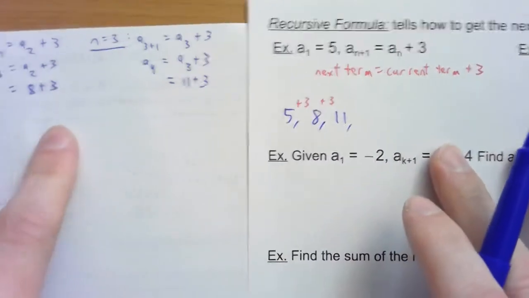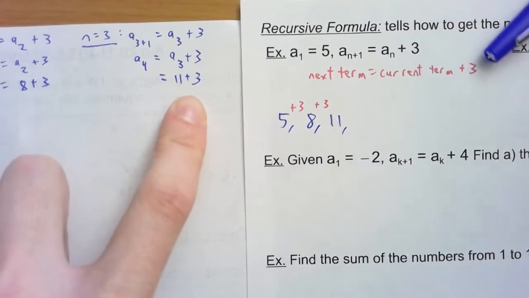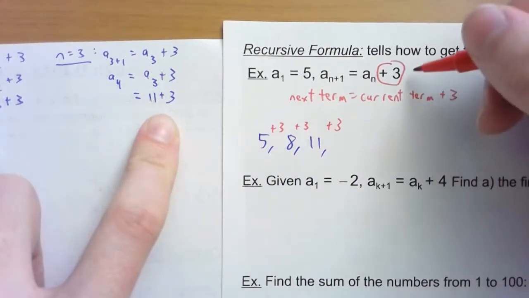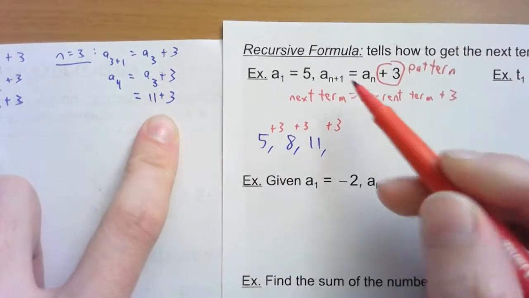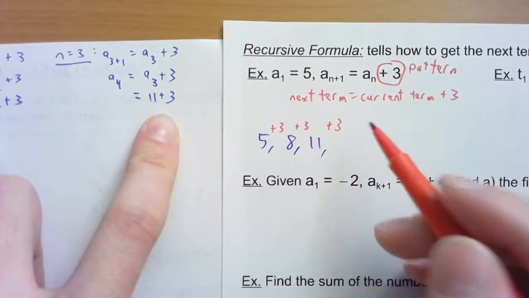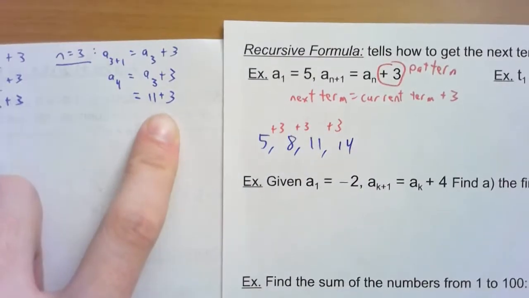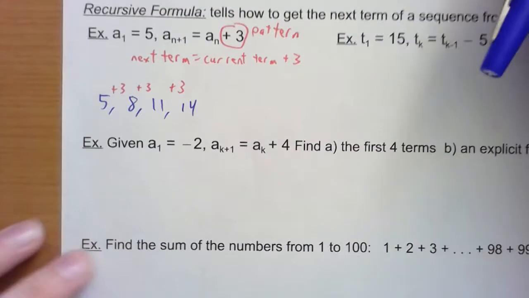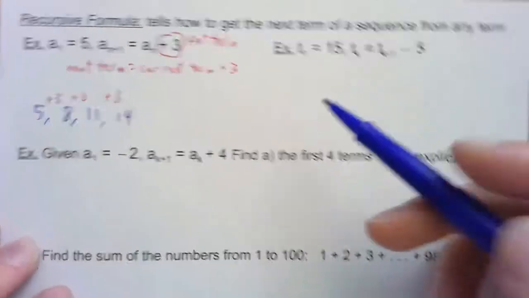But now if I want the fourth term here, the fourth term is the third term plus 3. So basically, what this is telling me is that this plus 3 is the pattern. To go from any term to the next term, I just add 3. So my pattern is plus 3, plus 3, plus 3 over and over again. All right, it's called a recursive formula. It tells you how to get one term from the previous term. Right, and it can look different ways.